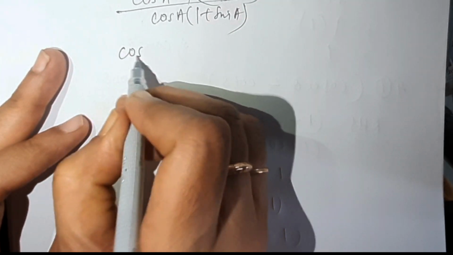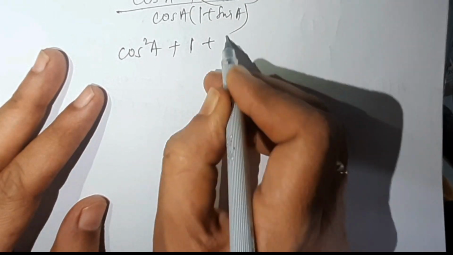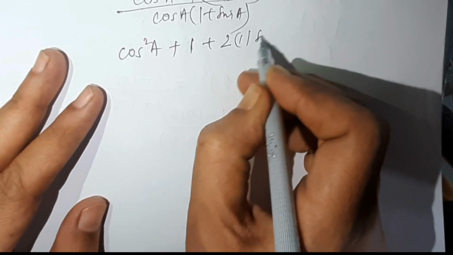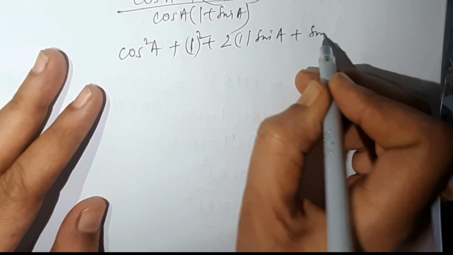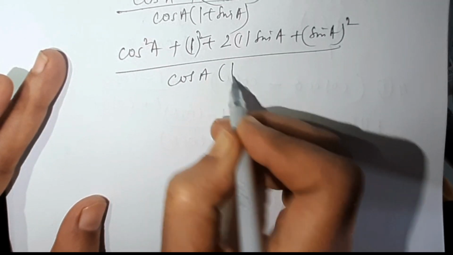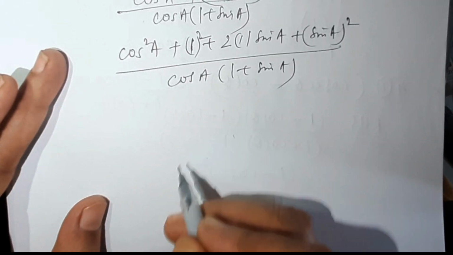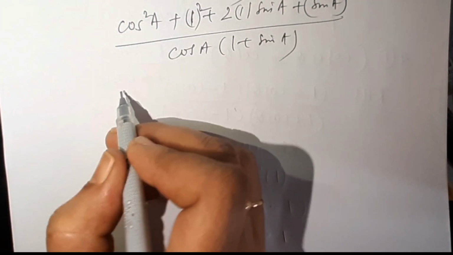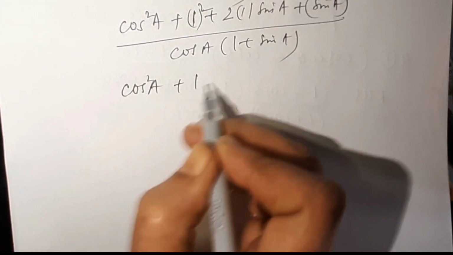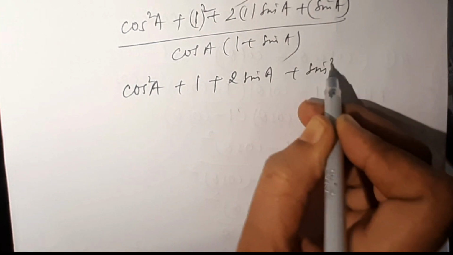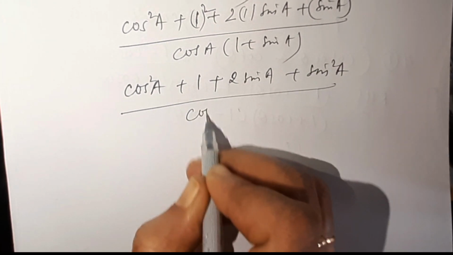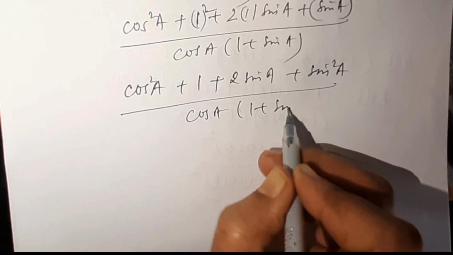I write down the identities. Cos square A, here whole square is there. So it's a square plus 2ab plus b square, whole divided by cos A 1 plus sin A. Now expand it. Cos square A, 1 plus 2 sin A plus sin square A, whole divided by cos A 1 plus sin A.